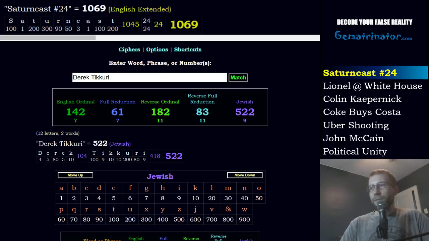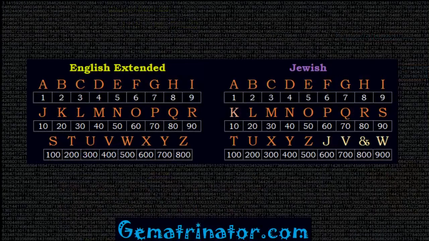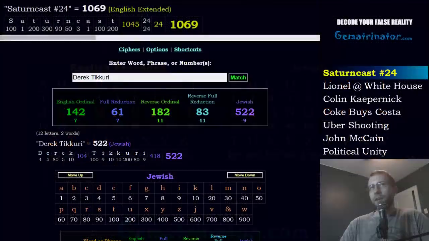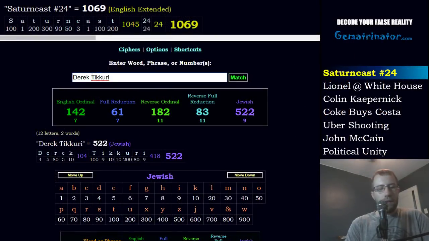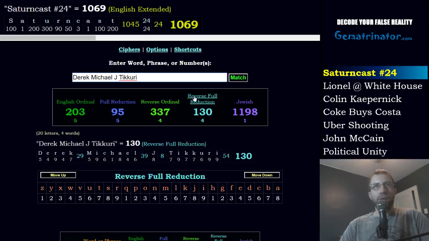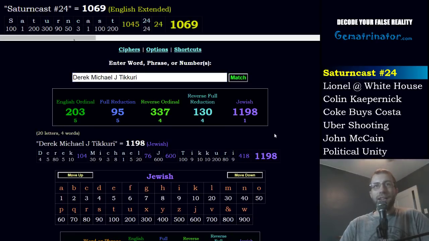There's this other cipher called Jewish Gematria. This is based on the original Latin alphabet, and as we've discovered, it's very significant, remaining so to this very day. You'll notice the modern English characters placed towards the end. Well, if you punch in my full name at birth, Derek Michael J. Tikori, you get this value 1198.